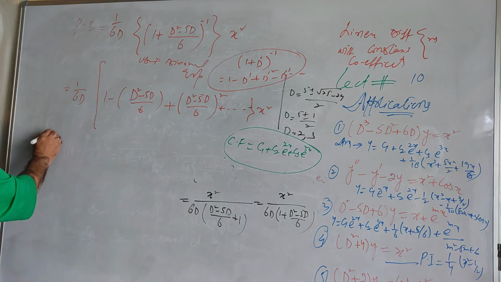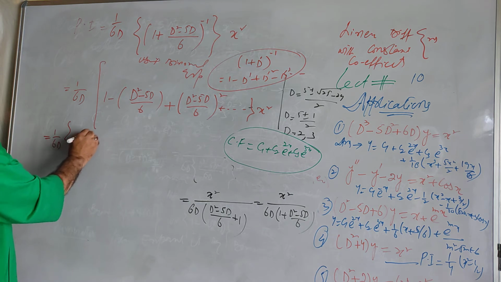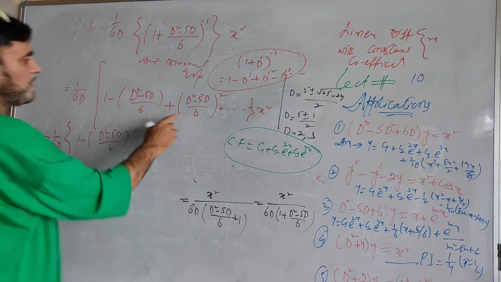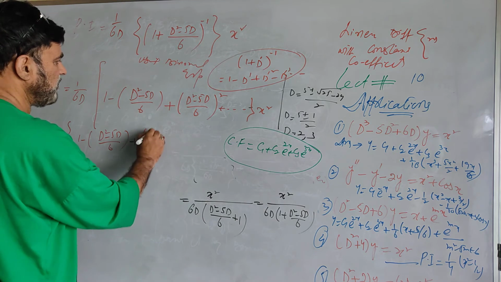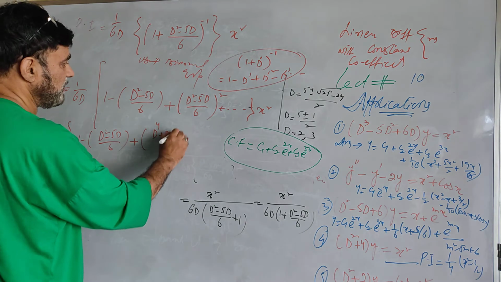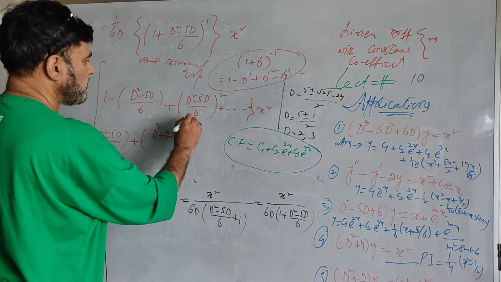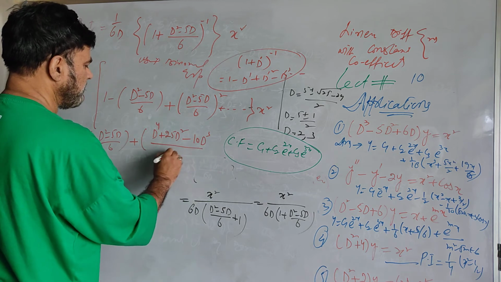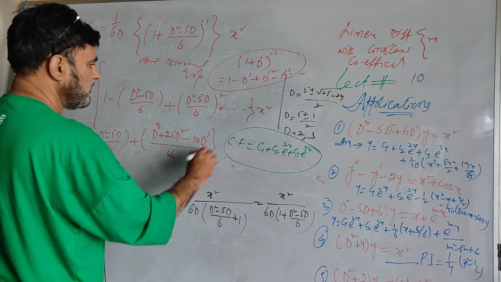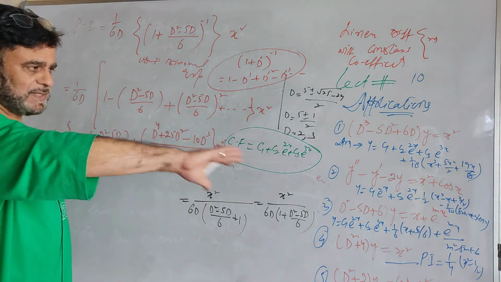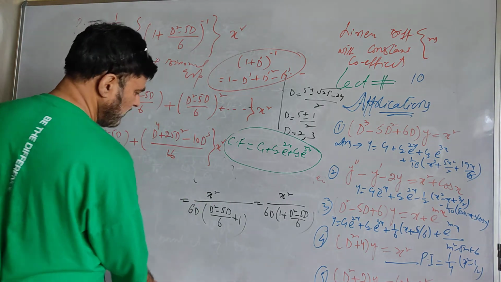This is 1 by 6d. You see what this is? 1 minus d square minus 5d by 6, plus d4, plus 25 d square, minus 10 d cube by 36. Other terms I will omit. It will have other terms, but we omit them. We don't require that. I have given you the reason, and the reason will come to you again.